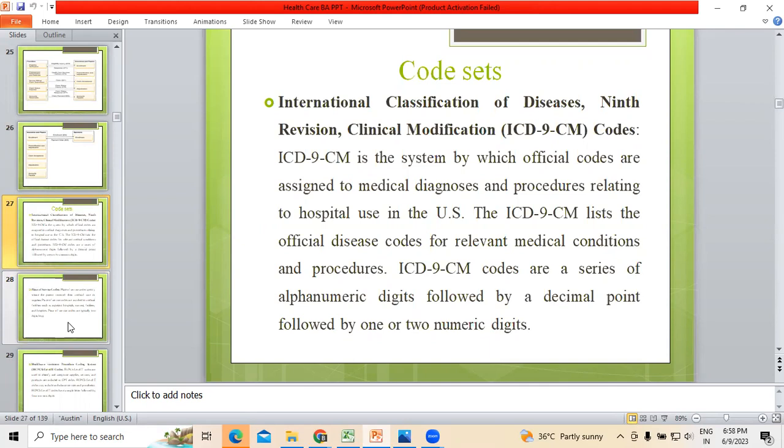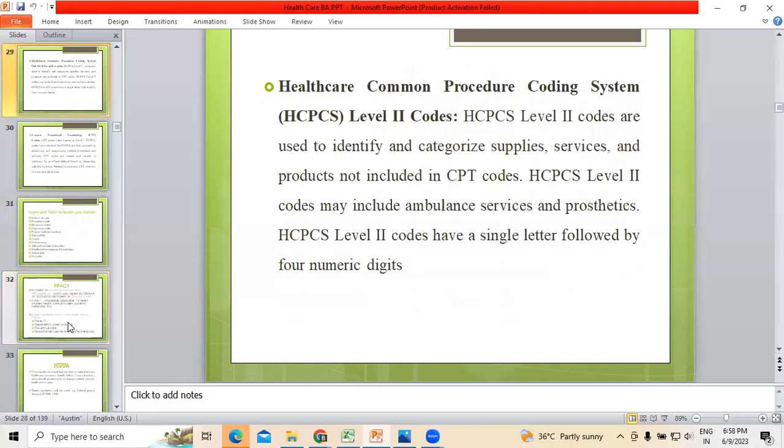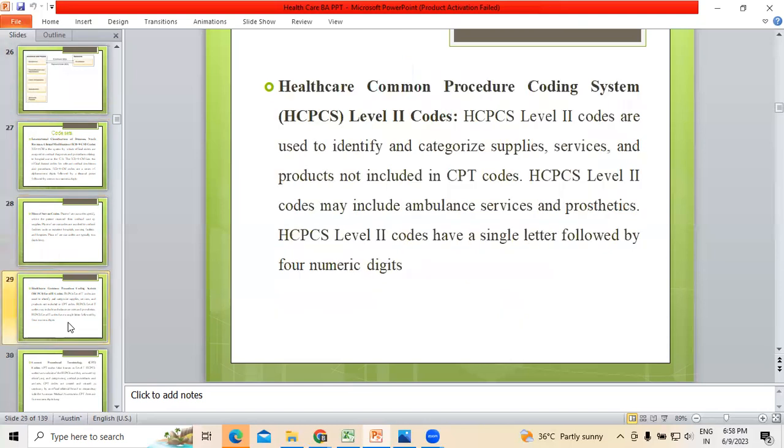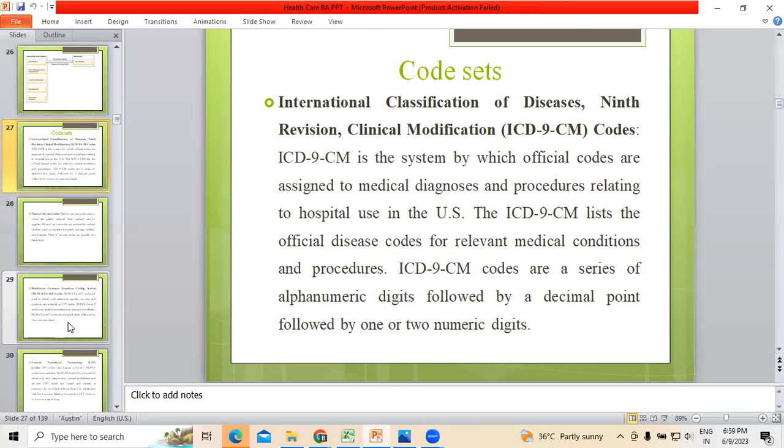So the International Classification of Diseases, the full form of ICD, and ICD-9-CM are the official codes assigned to medical diagnoses as well as procedures relating to hospitals. In context to the ICD-9-CM codes, there are other codes called HCPCS codes. One is ICD codes, point number one. What those codes are, I'll explain one by one later. On a high level, ICD-9-CM codes are one thing.